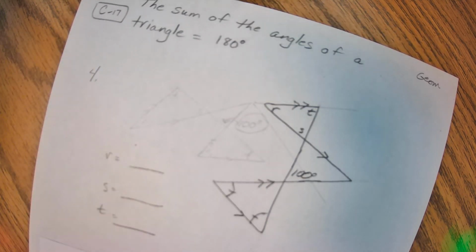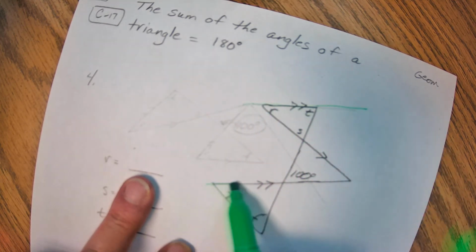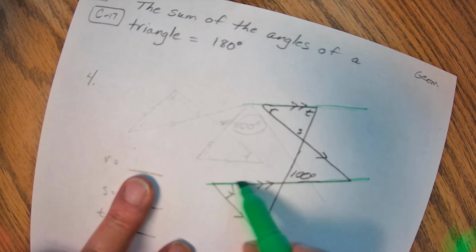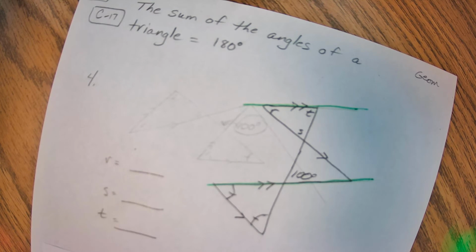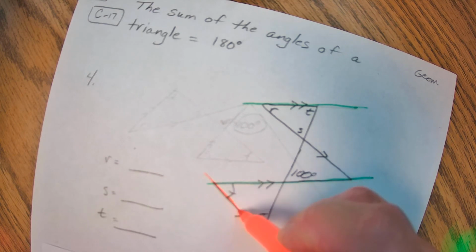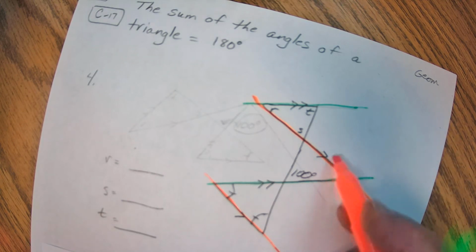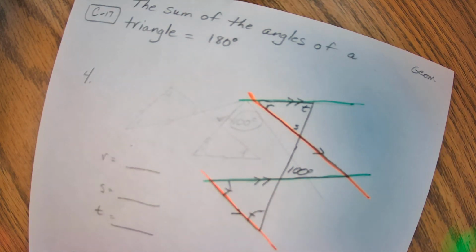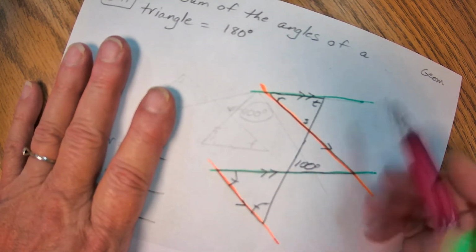Well, first of all, we notice a couple of parallel lines. I know that this and this are parallel because they have the same number of arrows. And I also notice that this one and this one are also parallel. Notice the one arrow on those. So let's talk about these three, or the green parallel lines.